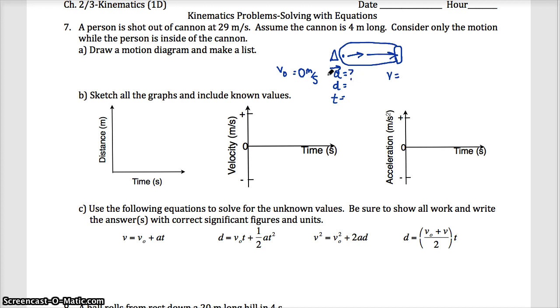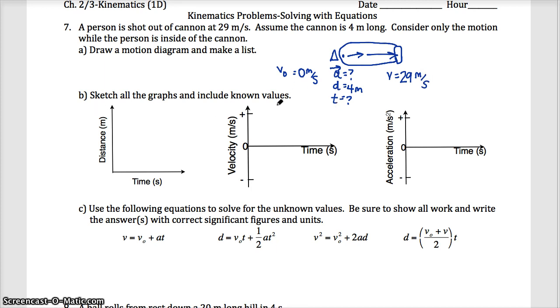The distance, the cannon is 4 meters long. And the time, we don't know. But the final velocity, meters per second, remember, is a unit for velocity, and that's what it is at the end when the person is shot out. So then we have the setup, and we have to figure out acceleration and time.